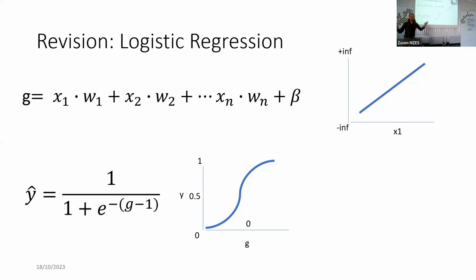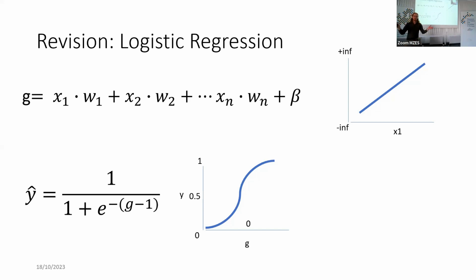And we're going to add all of these feature times weight pairings. We're going to multiply every feature by its corresponding weight. We're going to add them all together, and then at the end of that, we're going to add another number called beta. Sometimes it's called the intercept. And we're going to add that magic number to it.